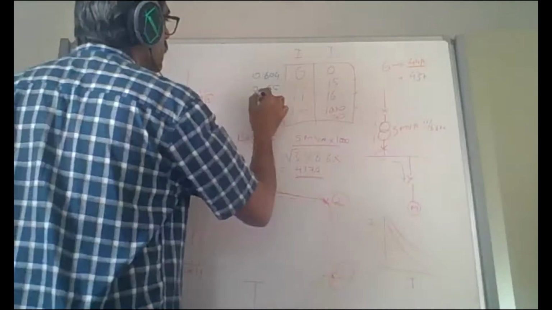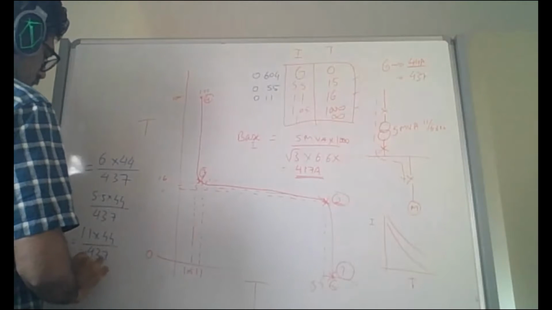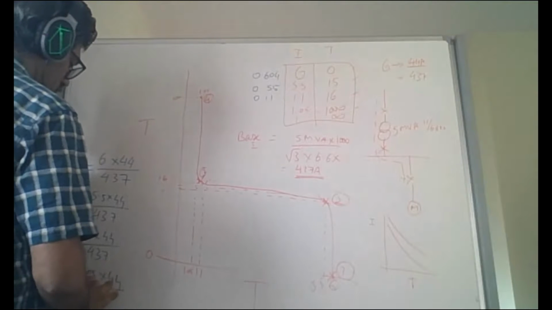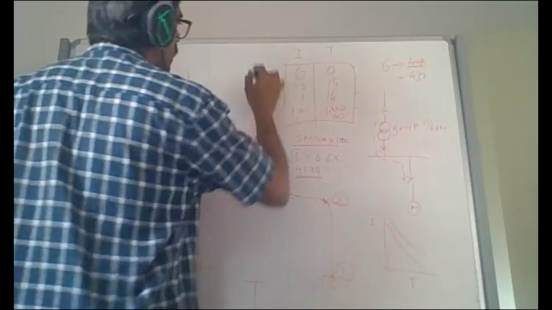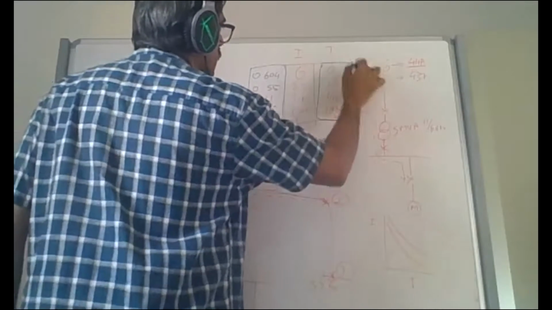Similarly, do 1.1 into 44 divided by 437. 0.11. Okay. Next one, 1.05 into 44 by 437. 105. Okay. Now let me plot this one and this one.